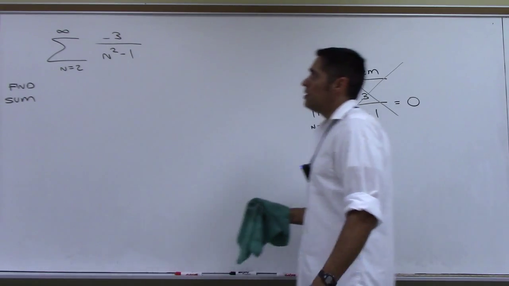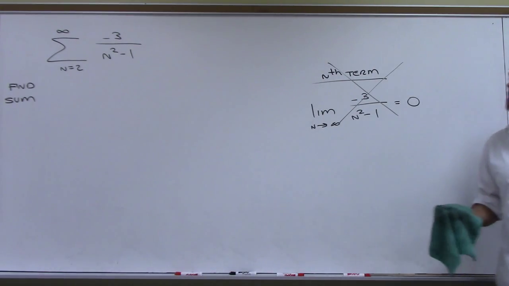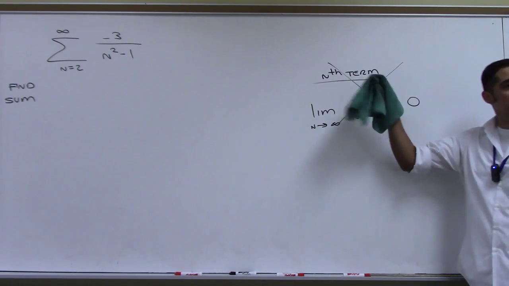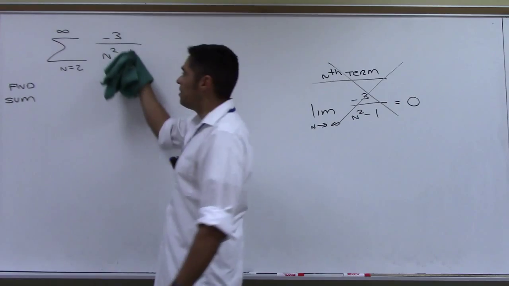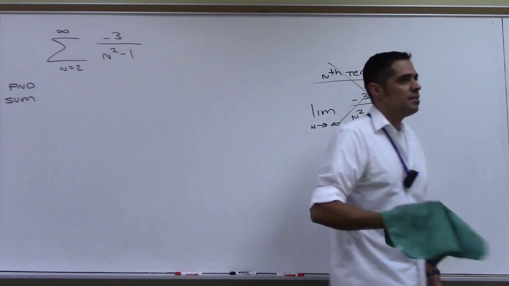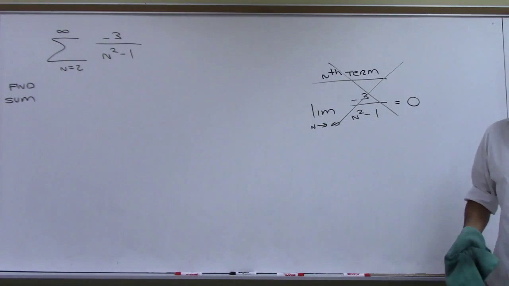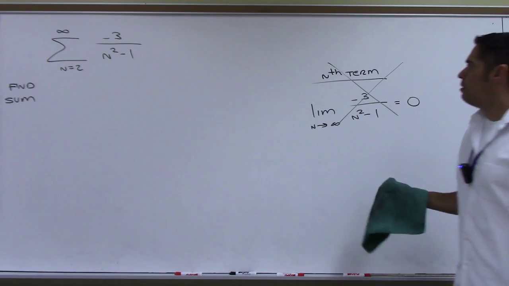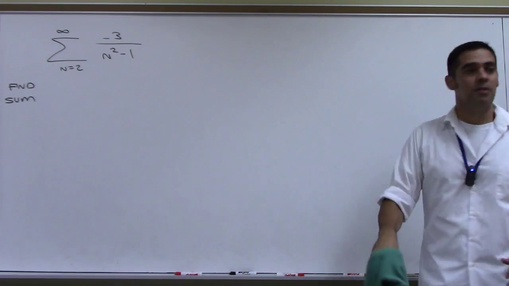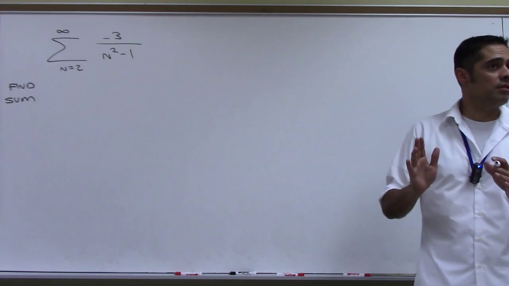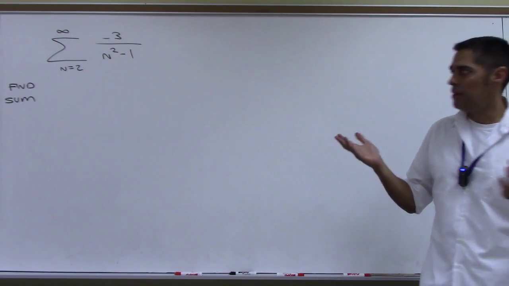All right. So is it geometric? No, because n's not in the exponent. Is it harmonic? It's a constant over a quadratic. That's not a harmonic, right? So maybe what you would do next is say, all right, let me write out some of these terms to see if I can get some cancellation, right? That's what you might think.